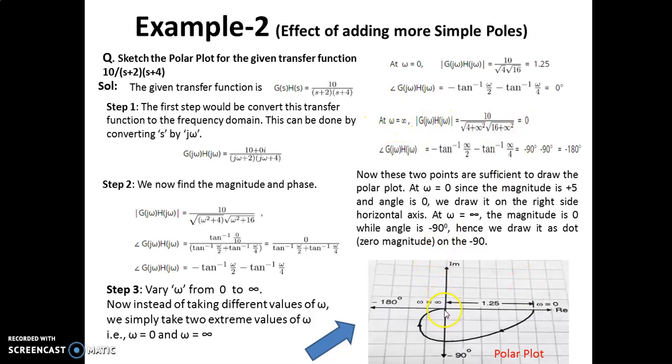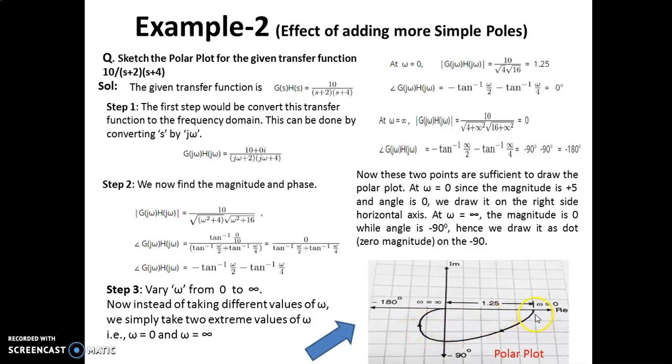At the end point, omega equal to infinity, the magnitude is 0. But you need to observe how much the angle is. That is minus 180. Minus 180 means you need to take the clockwise direction, from 0 to minus 180. This line crosses somewhere at minus 90 degrees. If you want to find that value you can, but in this problem you are asked only to sketch the polar plot, not where it crosses the axis. So just draw the polar plot.